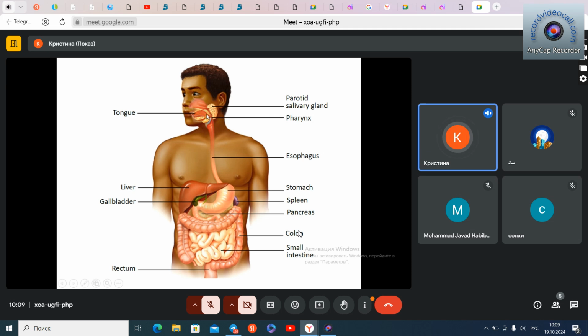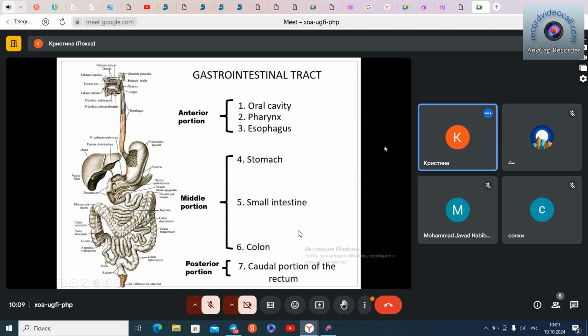It means that we will discuss the organs of the oral cavity and esophagus. Everything above the diaphragm, which is located somewhere here. The gastrointestinal tract has 3 subdivisions: the anterior portion, which includes the oral cavity, pharynx, and esophagus; then the middle portion, which includes the stomach, small intestine, and large intestine and colon; and the posterior portion, which includes the caudal portion of the rectum. So today we discuss just the anterior portion.